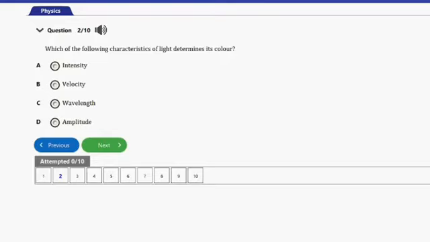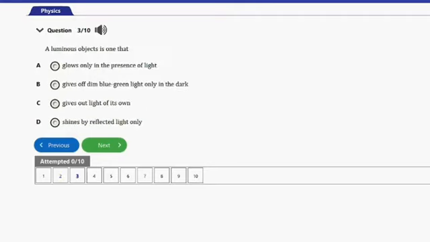Let's go ahead and consider the next question, guys. So we have here question number 3. It says, a luminous object is one that A. glows only in the presence of light. B. gives off dim blue-green light only in the dark. C. gives out light of its own. D. shines by reflected light only. So guys, the answer to this question is option C. A luminous object is one that gives out light of its own. And that's it for this question.